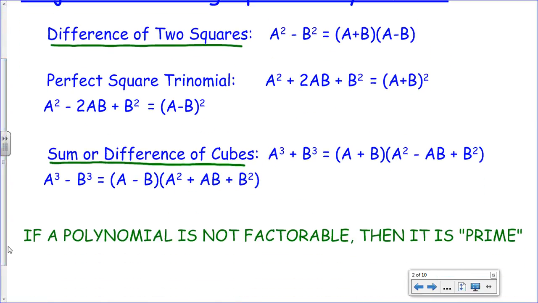So just like with numbers, if a number doesn't have any factors, we call it prime. So if a polynomial is not factorable, we call it prime. Prime is the word we use if it doesn't factor. Most of these will factor. This section is over factoring, so don't think that just because it's hard to factor, it's going to be prime. Most of the time it factors. Every once in a while, it will be prime.